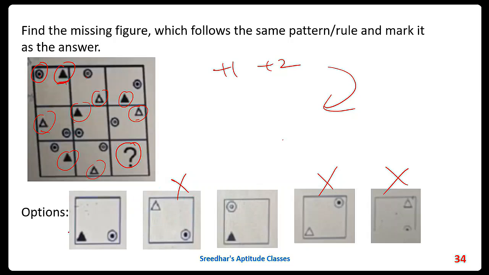Next, the position of the triangle. If you go by the position of the triangle, it is shifted three places in the clockwise direction, and in both options the triangle is in the same place. So I don't think that logic will help me eliminate. So I have to go by the circle: plus one, plus two.